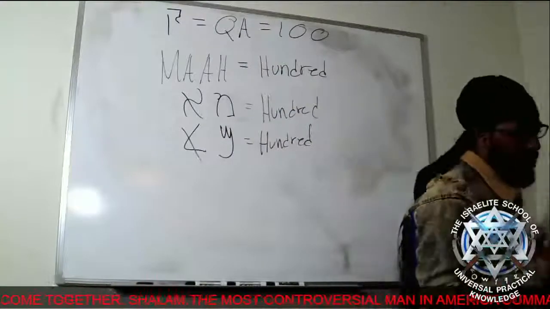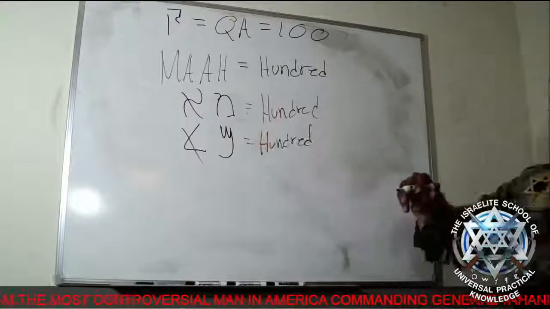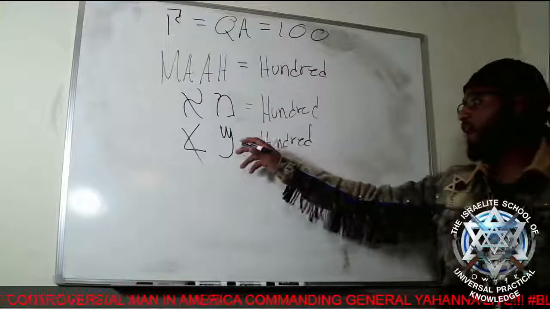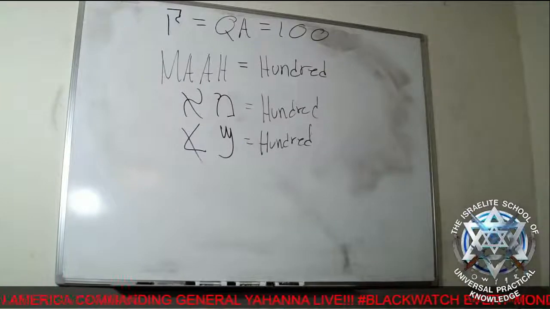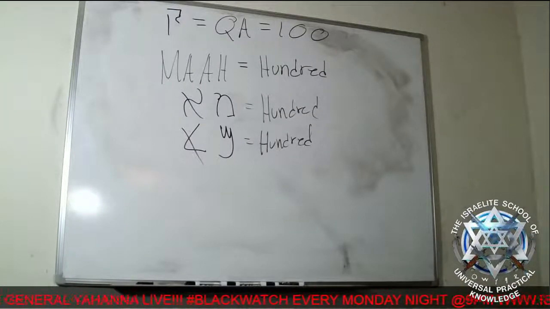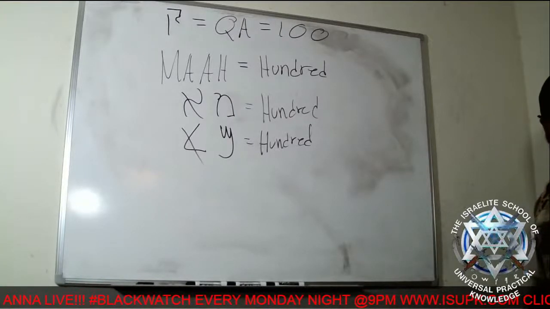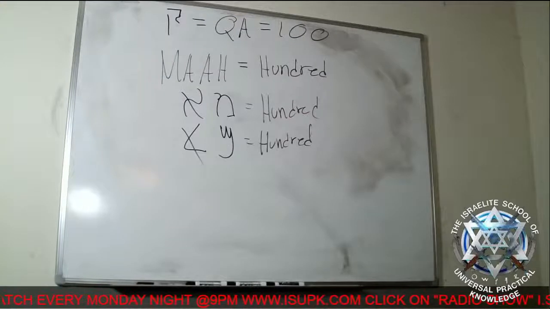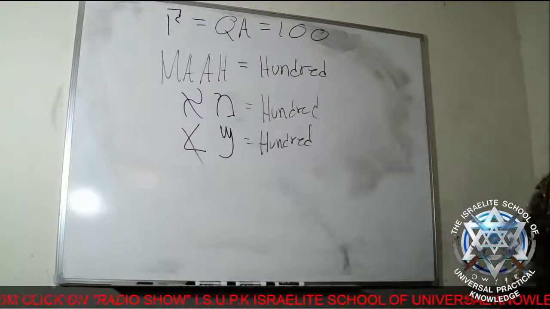That's how you would write it. Ma'ah. So this is your ma, your ah in the Assyrian. This is your ma, your ah in the Paleo. It's pronounced ma'ah. So the letter qua has a numeric value of the number 100, and you say 100 as ma'ah.